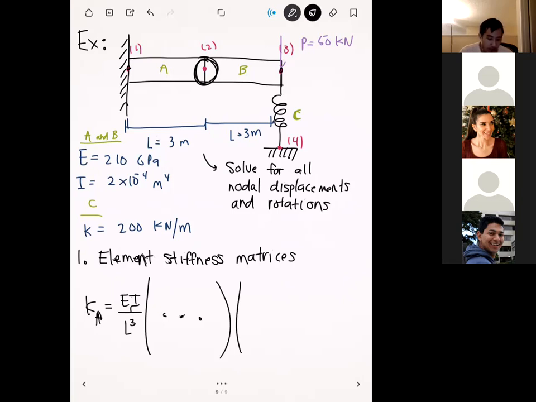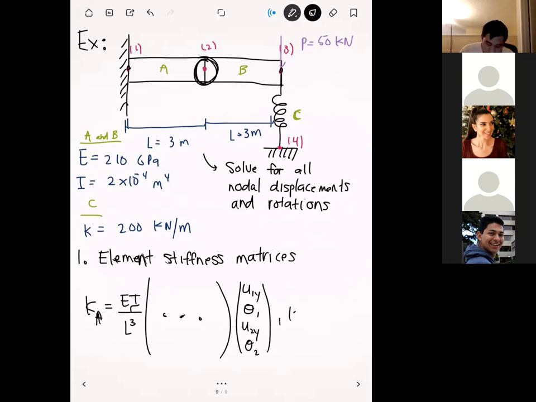Element A is going to be acting on nodes 1 and 2, and we also know that it's a beam element, so the degrees of freedom are going to be u1y for the transverse displacement, theta 1, u2y for the transverse displacement, and theta 2.